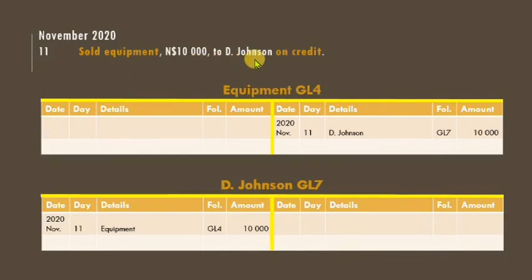Sold equipment to D. Johnson on credit. We said that this is equipment and D. Johnson. So our equipment decreased on the credit side with D. Johnson and D. Johnson owes us more, therefore we debit him with equipment.